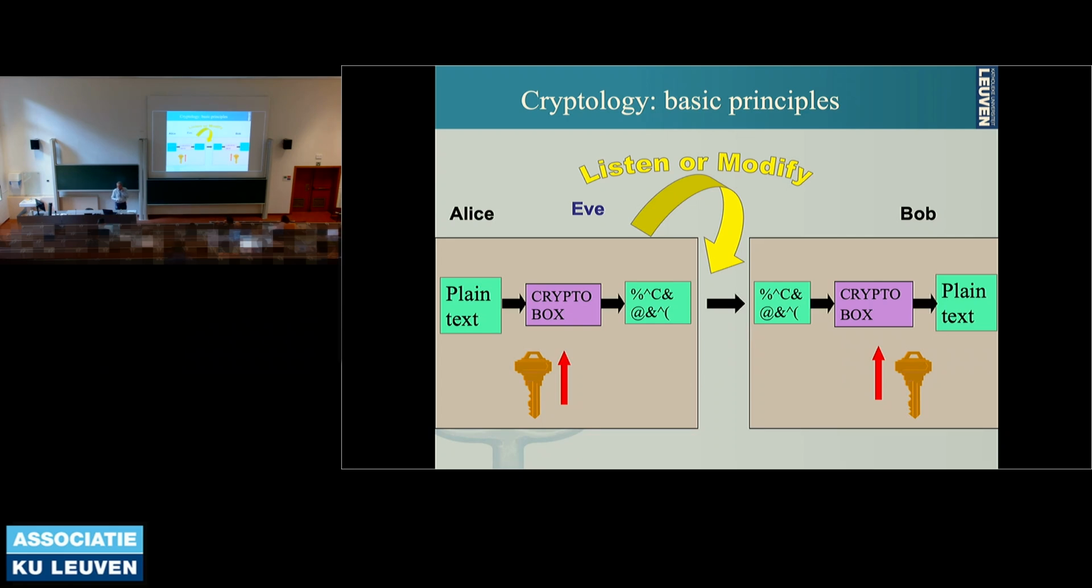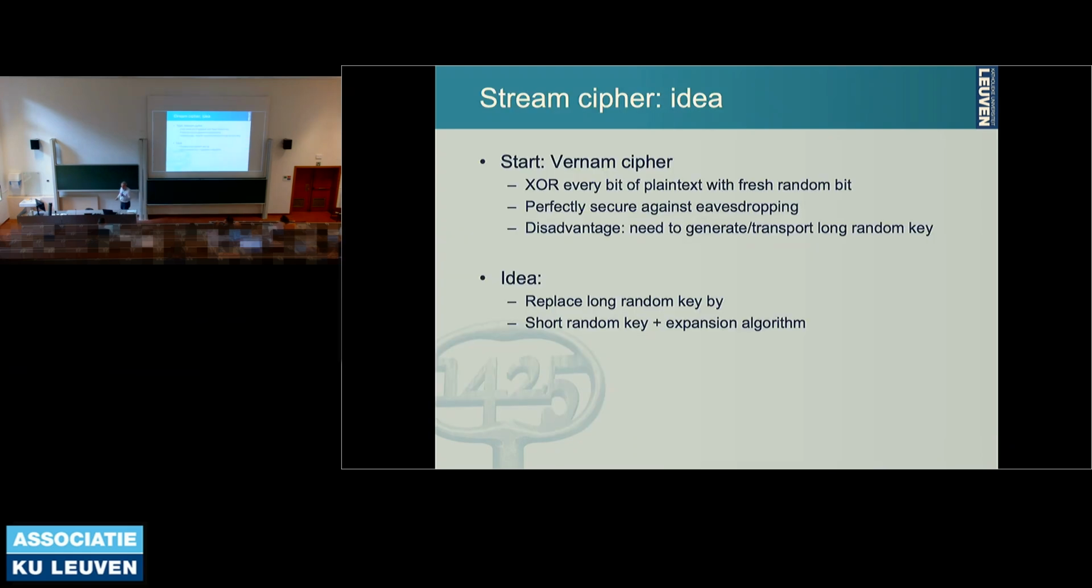So let's say the whole lecture is about what we put in the purple boxes, the crypto boxes. And so the first idea is where we start from the Vernam cipher. What is the Vernam cipher? You take a key that is of the same length as the message that you want to transmit, and you convert them both to bits, and then you XOR bit by bit. And what you get out is the ciphertext.